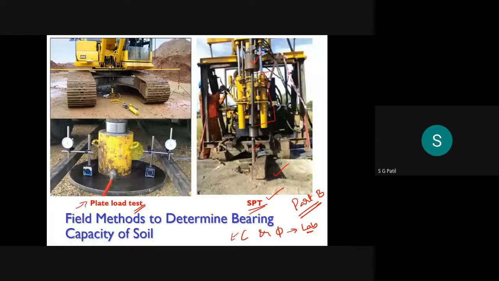And see here, this is the plate load test. This is the plate we are applying, and this is the jack. It is just like how you change a flat tire in your car. Once the tire gets punctured, with the help of a jack we lift the car and then remove the wheel, right? The same mechanism is utilized here.